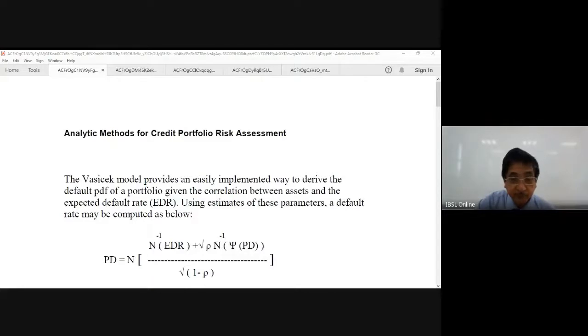We are trying to start the session on integrated risk management. Last week, we discussed individual loans and the calculation of probability of default, loss given default, and the exposure, and how we can do that on an individual basis. We call that the credit transaction risk. Whatever the risk, we have to quantify it on an individual basis.